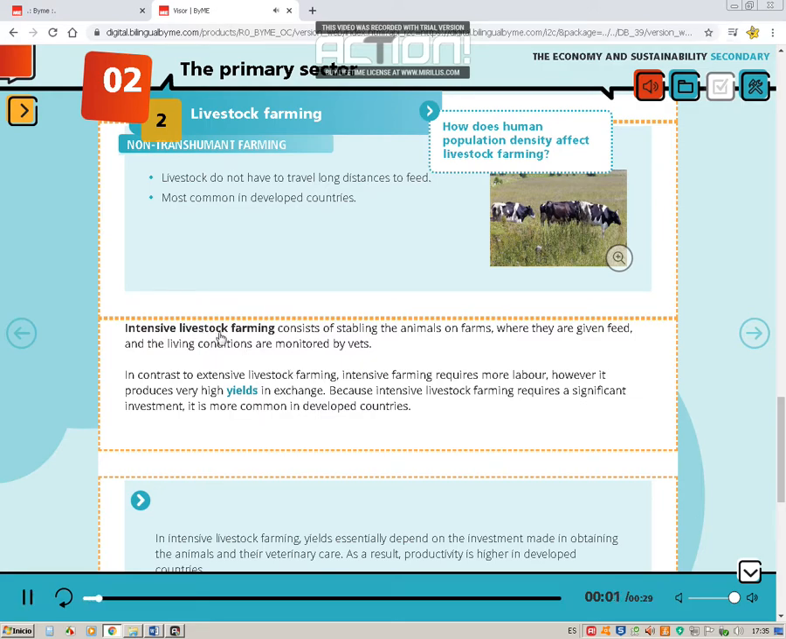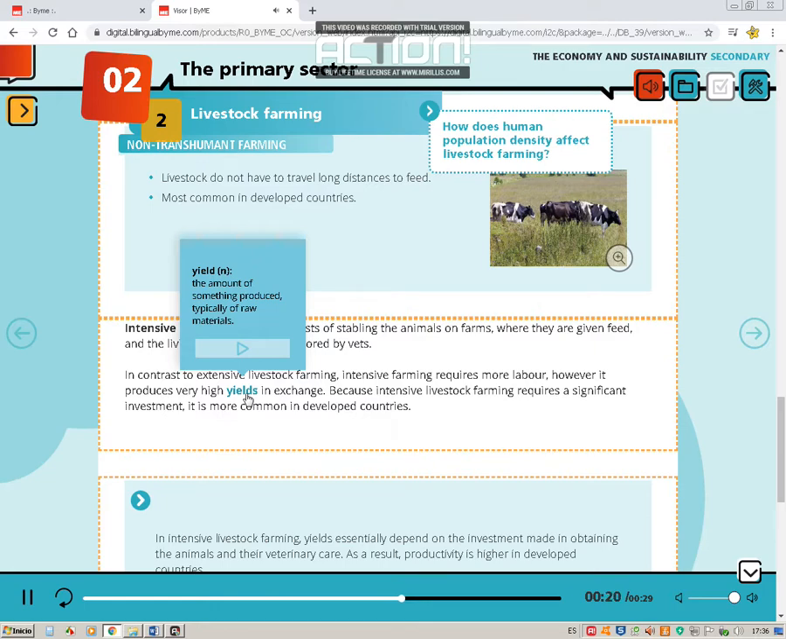Intensive livestock farming consists of stabling the animals on farms, where they are given feed and the living conditions are monitored by vets. In contrast to extensive livestock farming, intensive farming requires more labor. However, it produces very high yields in exchange. Because intensive livestock farming requires a significant investment, it is more common in developed countries.